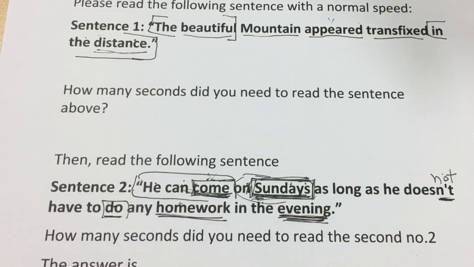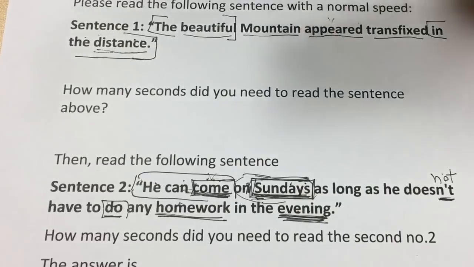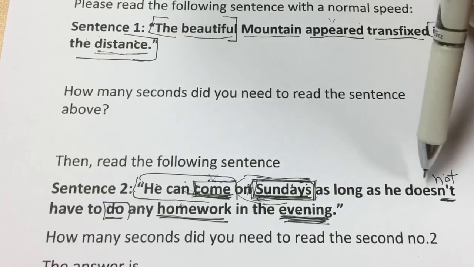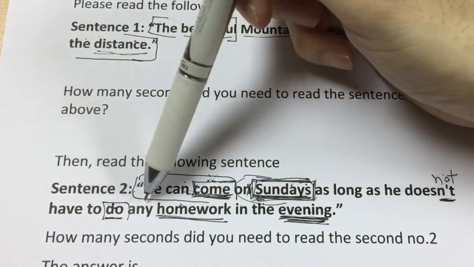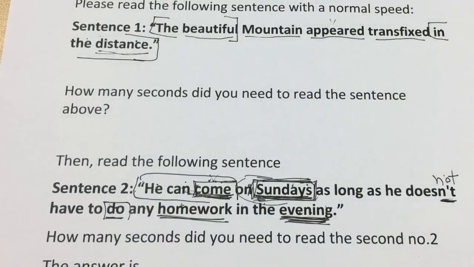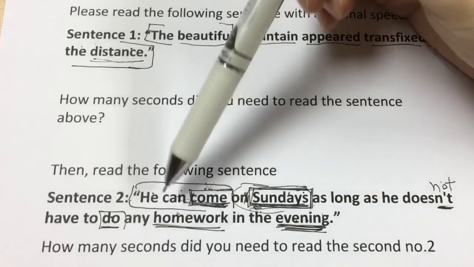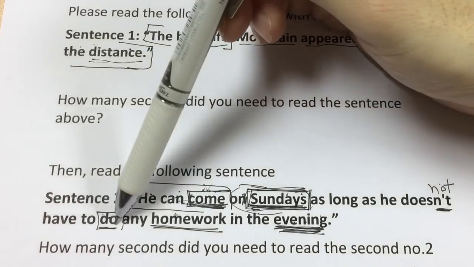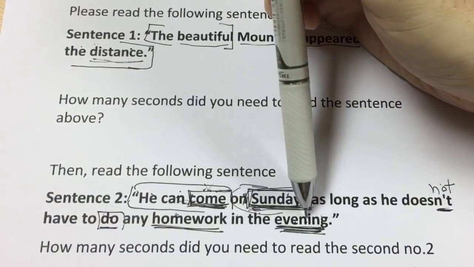All right, so we are not going to read like this anymore: he can come on Sundays as long as he doesn't have to do any homework in the evening. We are not going to read like that anymore. Now we're going to stress only verbs, nouns, adjectives, and adverbs. We're going to read it as: he can come on Sundays as long as he doesn't have to do any homework in the evening.